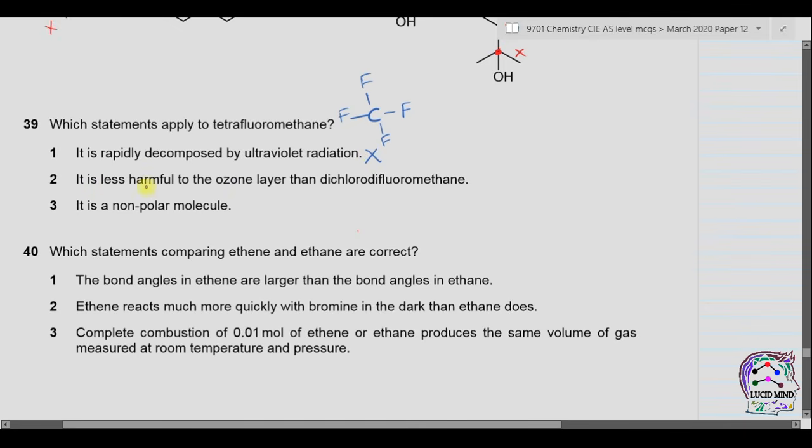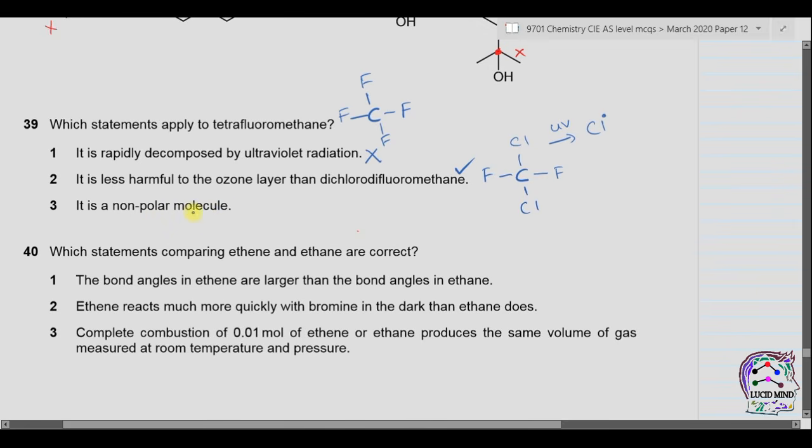Number 2, it is less harmful to the ozone layer than dichlorodifluoromethane. Dichlorodifluoro means there are 2 fluorine atoms and 2 chlorine atoms. If the chlorine atoms are present, then in the presence of UV light, chlorine radical is formed easily. So therefore CF4 is less harmful than CF2Cl2. So part 2 is correct.